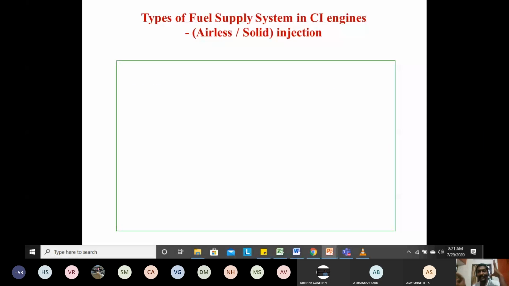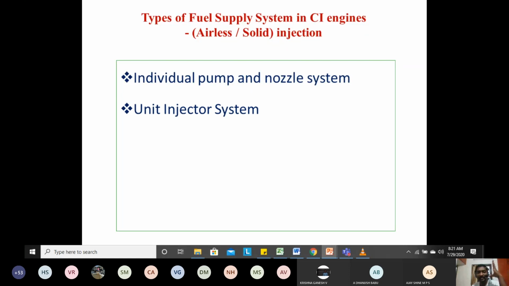The order in which we are going to arrange the pump and injector to the engine cylinder, right? Based on that, we have 4 different types of fuel supply system in the CI engine. One we call the individual pump and nozzle system. That means for each and every cylinder, there will be a dedicated fuel injection pump and a fuel nozzle or fuel injector.